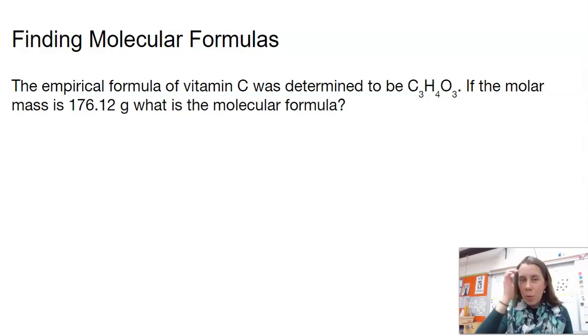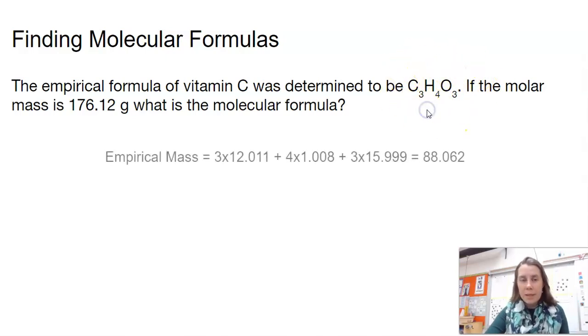All right, so now let's do a problem. If we have an empirical formula for vitamin C of C3H4O3, all right, and we know the molar mass is 176.12 grams, how could we get the molecular formula? Okay, so we know that the actual formula for vitamin C has to be some multiple of this. Let's figure out what this mass is first. That's our empirical mass. So our empirical mass is going to be 3 times the mass of carbon, plus 4 times the mass of hydrogen, plus 3 times the mass of oxygen. So that's 88.062 grams per mole.